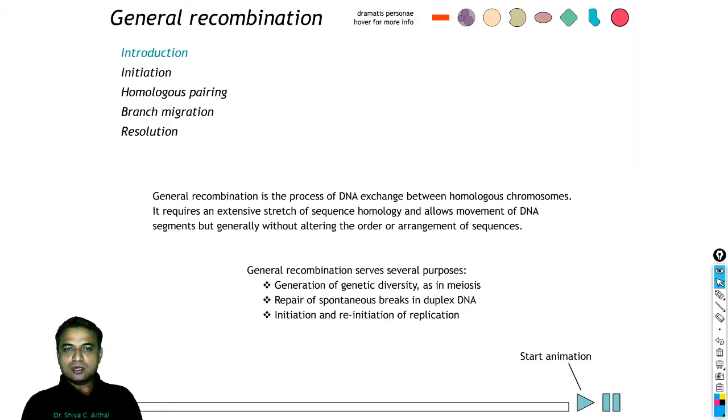But let us see now the general process of recombination in animation.